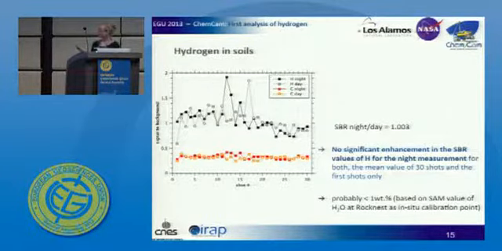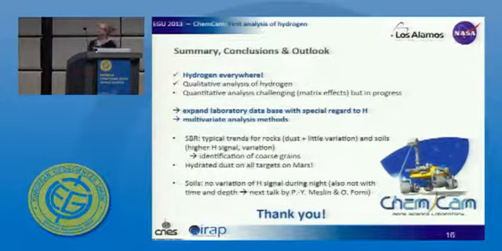So to sum up, conclusion and outlook, we see the hydrogen everywhere. The qualitative analysis of hydrogen is relatively straightforward, but the quantitative analysis is more challenging due to the matrix effects we have with ChemCam, but it is in progress. So we will expand the laboratory database with special regard to the hydrogen, and we'll use multivariate analysis methods to get to the quantitative analysis for the hydrogen.